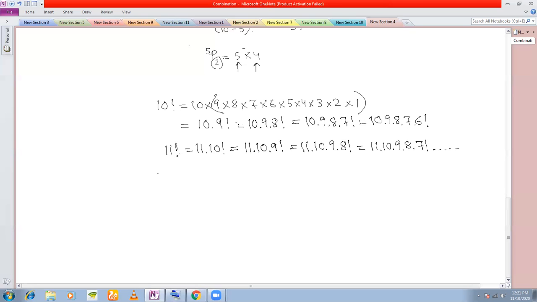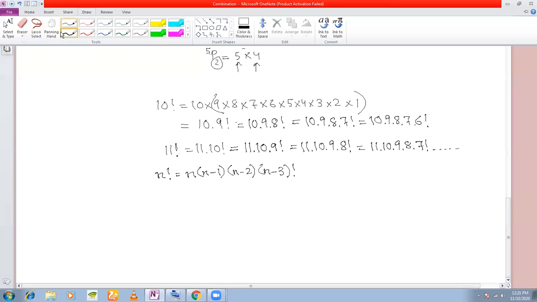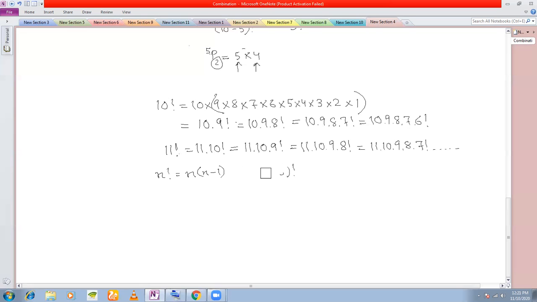Remember this. Therefore, in general, what can we write? Factorial n, we can write n into n minus 1 into n minus 2 into n minus 3 factorial, right? In fact, let me write just two more steps here. n into n minus 1 factorial. You can write this as n into n minus 1 into n minus 2 factorial. You can write this as n into n minus 1 into n minus 2 into n minus 3 factorial, and so on. You can continue this way.